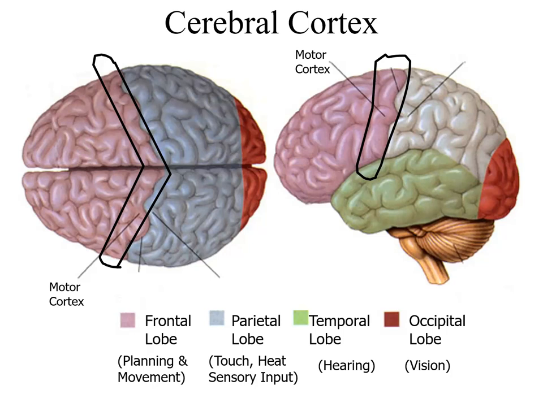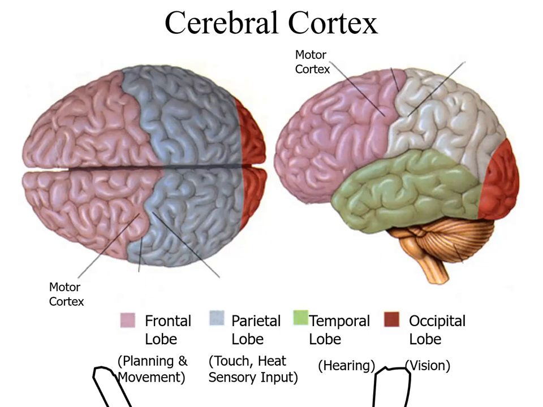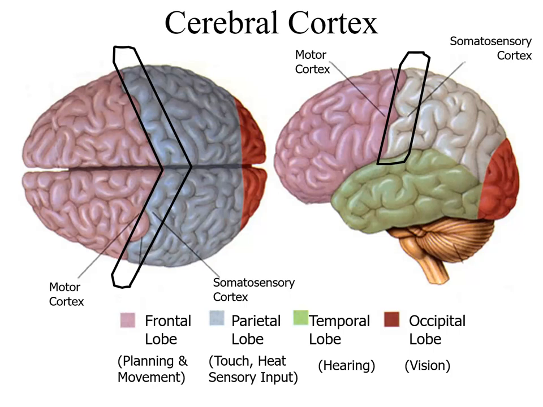So when we look at this, the frontal lobe is in charge of planning and movement. So what do you think the motor cortex is going to be in charge of? Movement. You got it. Pretty simple there. We're going to look right behind that at the wrinkle on the parietal lobe side.